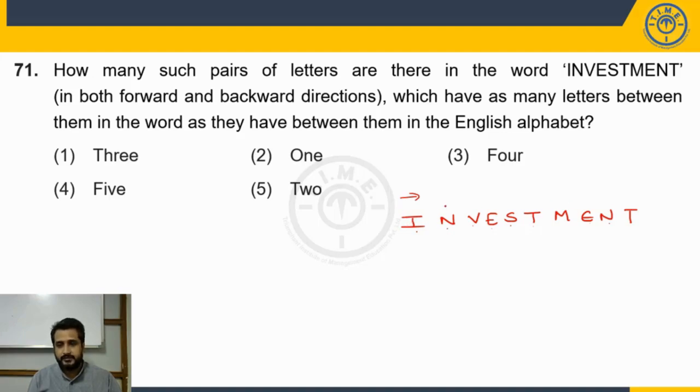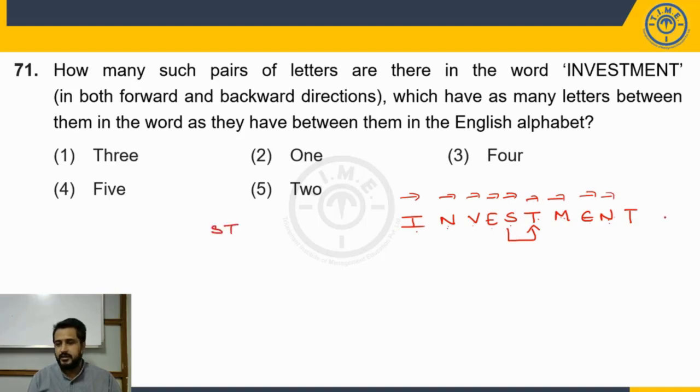Now start with N. N, O, P, Q, R, S, T, U, V. No. Next start with V. V, W, X, Y, Z. No. Next start with E. E, F, G, H, I, J, K. No. Start with S. S, T, S. So one of the pairs that can be formed is S, T. But don't stop it. Continue. S, T, U, V, W, X. No. Start with T now. T, U, V, W, X. No. Start with M. M, N, O, P. No. Start with E. E, F, G. No. Start with N. N, O. No. So the only one pair is there in the forward direction.